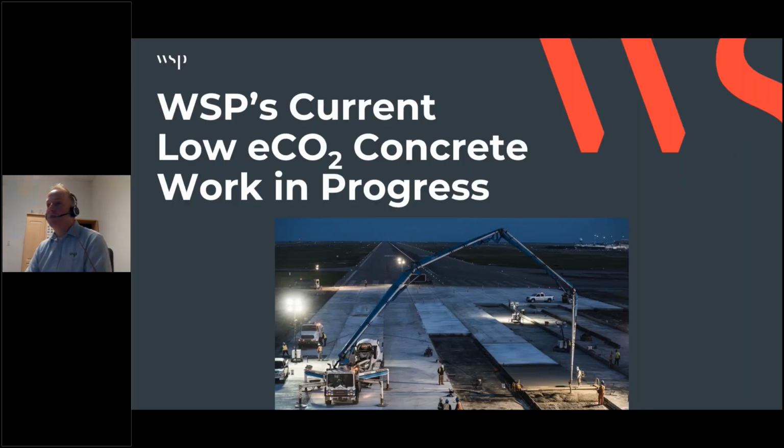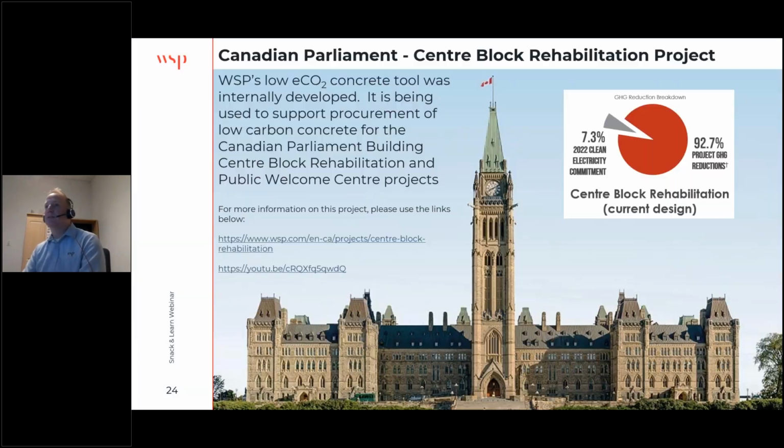So that's some of the work that we've been working on. This one is actually currently in use at the Canadian Parliament Center Block Rehabilitation Project in Ottawa. It's been internally developed and is being used to support procurement of low carbon concrete for the Center Block and the Public Welcome Center projects. Overall, PSPC, the government agency for procurement in Canada, is looking to significantly reduce the carbon emissions, both embodied and operational carbon from some of the assets in their inventory.